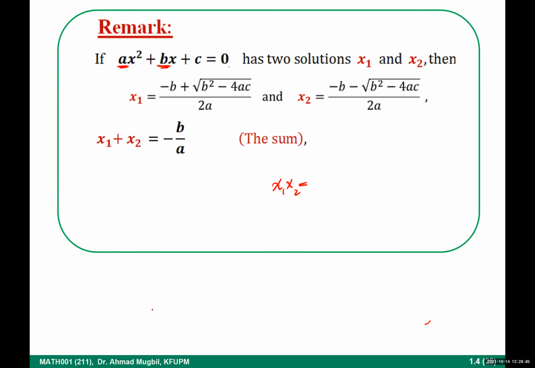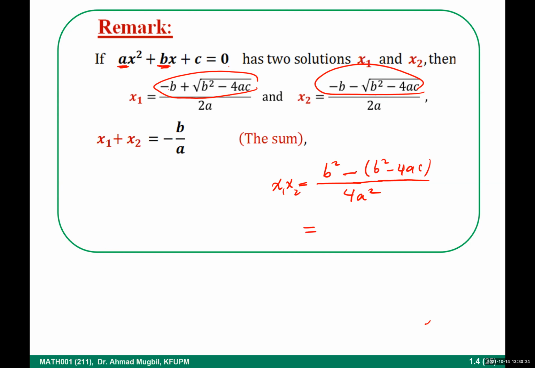If you multiply them, numerator by numerator, denominator by denominator. If we multiply the denominators first, which is easier, we will have 4a squared, right? Now, if you multiply the numerators, you can notice clearly that they are conjugates of each other, so we get a difference of two squares. Negative b times negative b is b squared, minus the square root squared, which gives b squared minus 4ac.